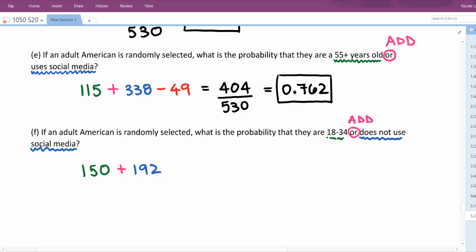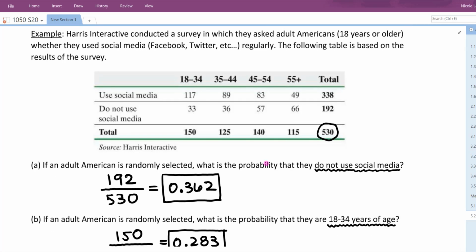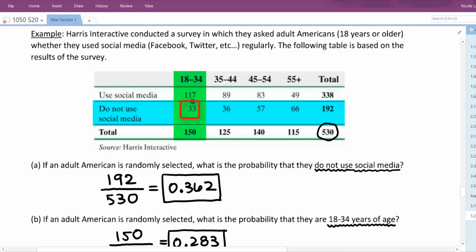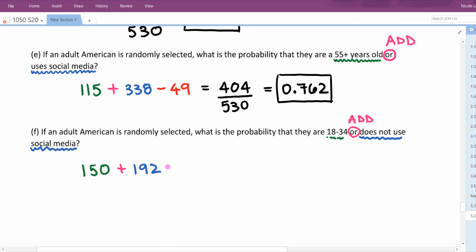Let's look back to see if there's anything we have to subtract, any overlap, any group that we double counted. You can see that there is a group that we double counted: these 33 people. We counted them with the 18 to 34-year-olds, with the 150, and we counted them a second time with the people who do not use social media, with that 192. So we'll have to subtract out that 33 that we double counted.